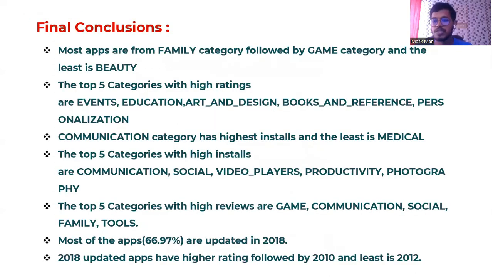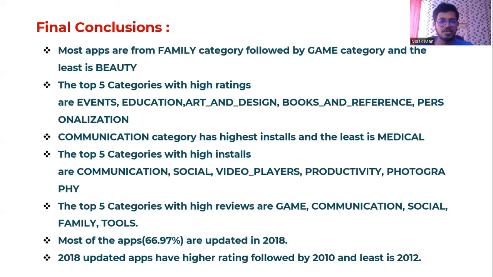And the final conclusions from this exploratory data analysis are, most apps are from the family category, followed by the game category, and the least is the beauty category. And the top 5 categories with high ratings are events, education, art and design, books and reference, personalization. And communication category has the highest installs, and the least is medical. And the top 5 categories with high installs are communication, social, video players, productivity, photography. And the top 5 categories with the highest reviews are game, communication, social, family, tools.